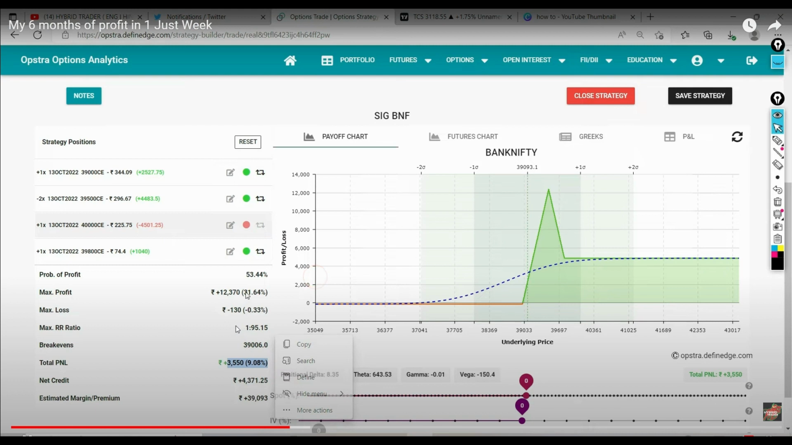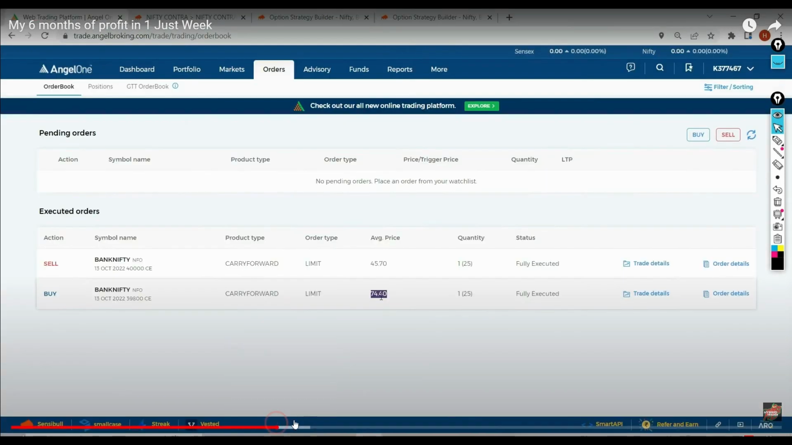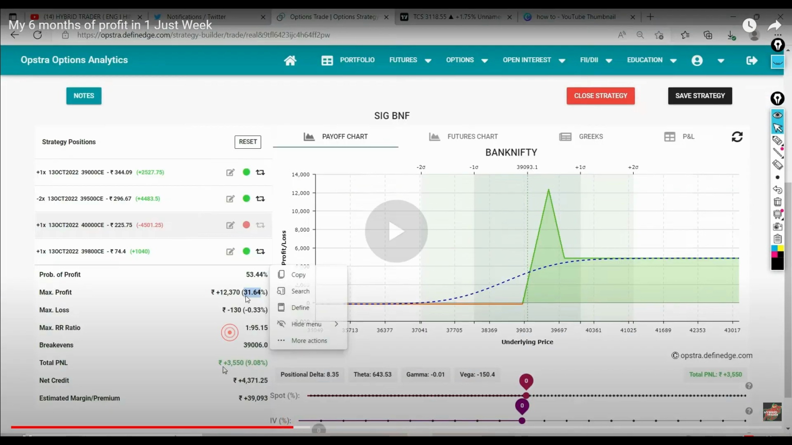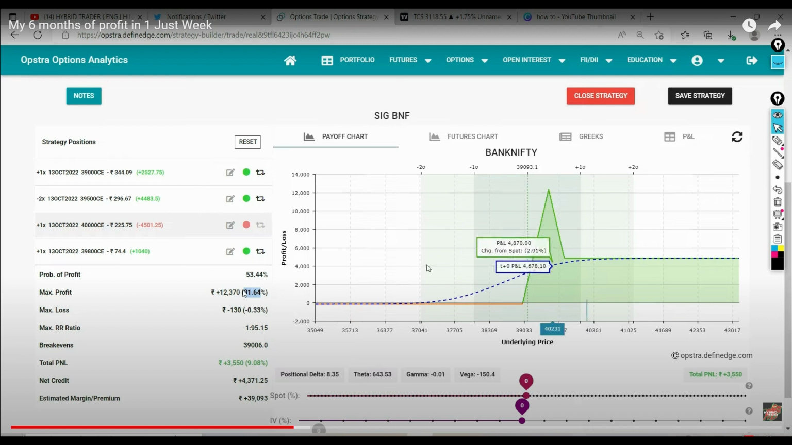Because I wanted to get a loss of only 130 rupees and I have a profit of almost, how much is this? One second. Almost 31% profit. So today I thought of leaving the trade as it is. Just in case the market comes down, I'll end up at minus 130. Anyway, I can make this 130 into 1000. But what I thought is, this was yesterday's video.